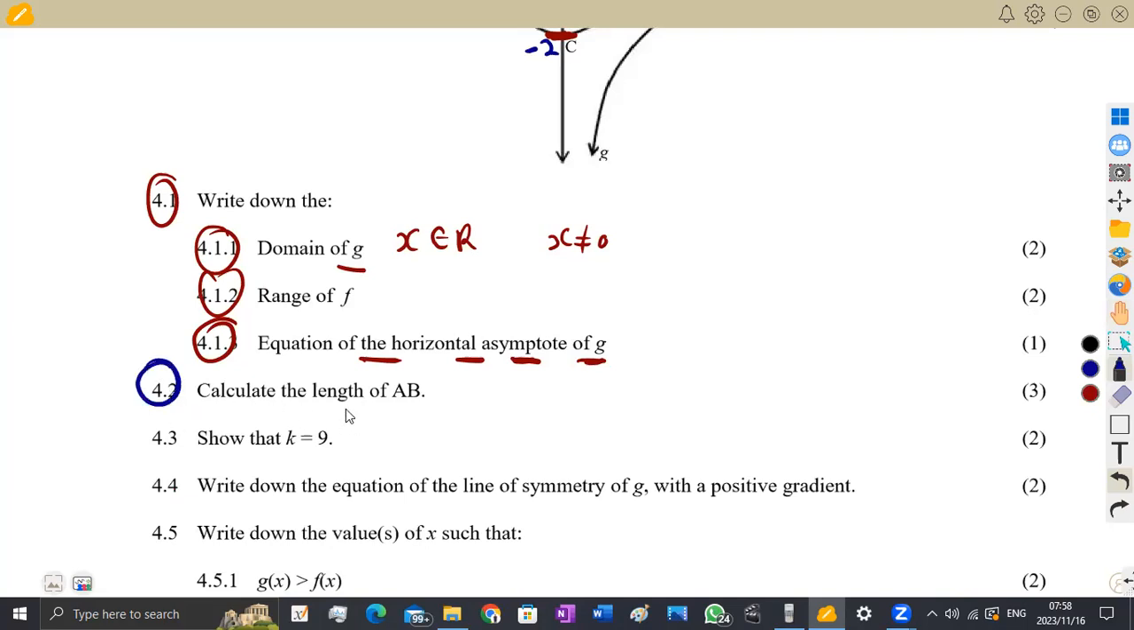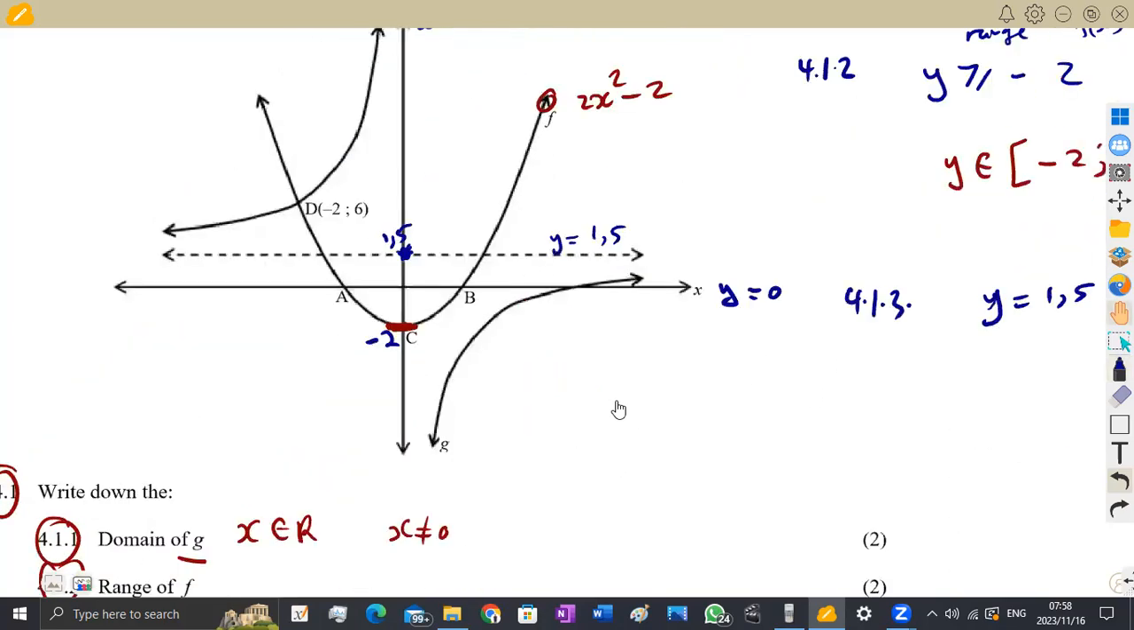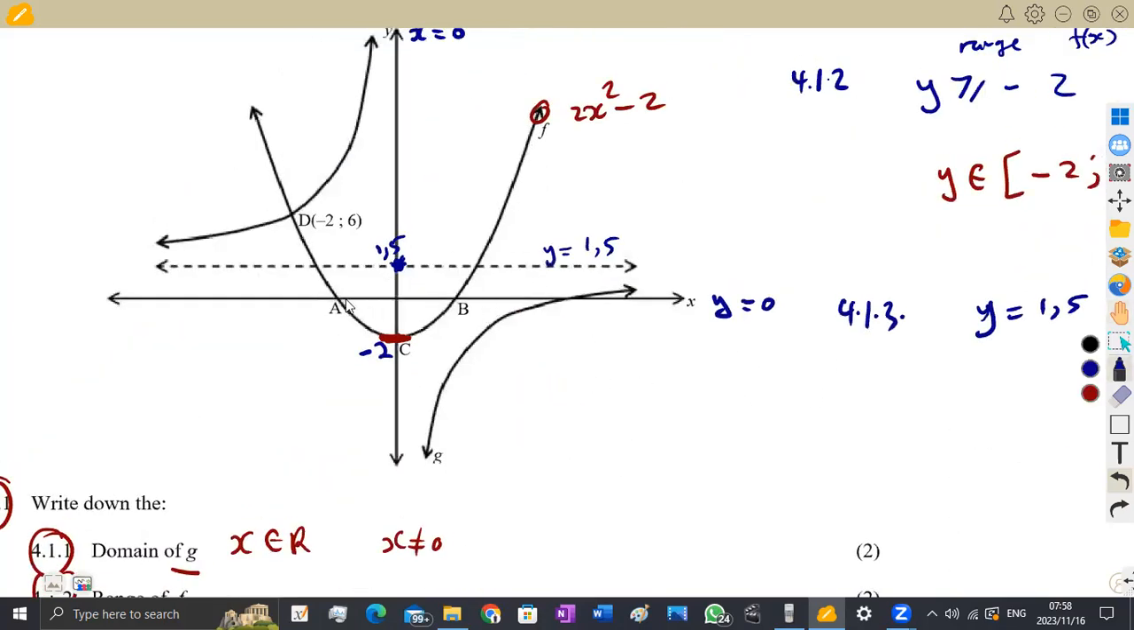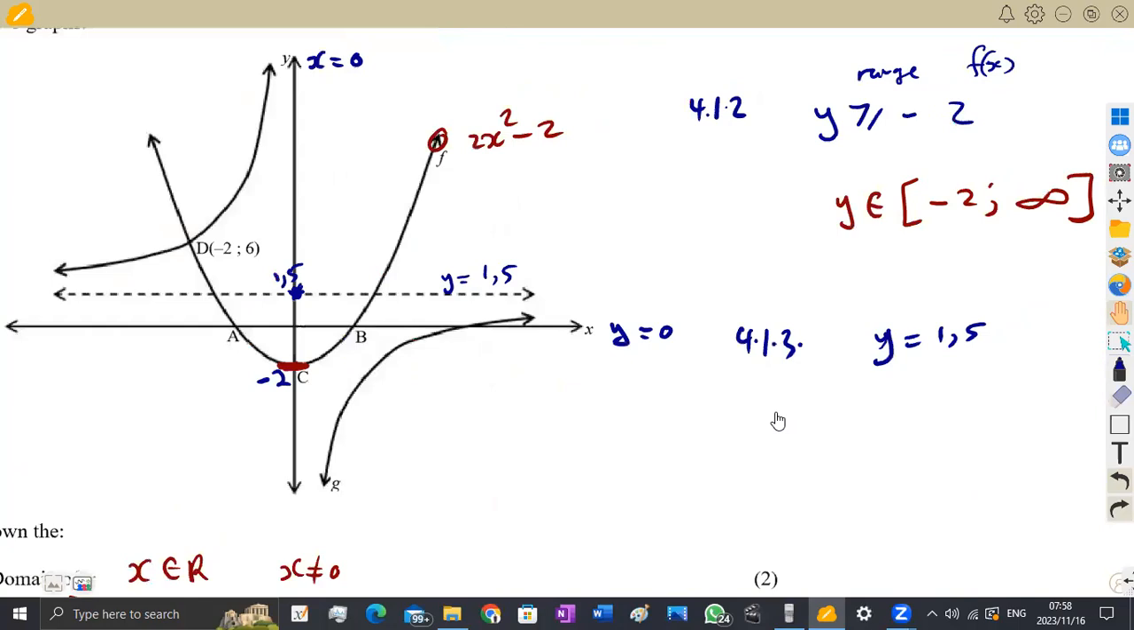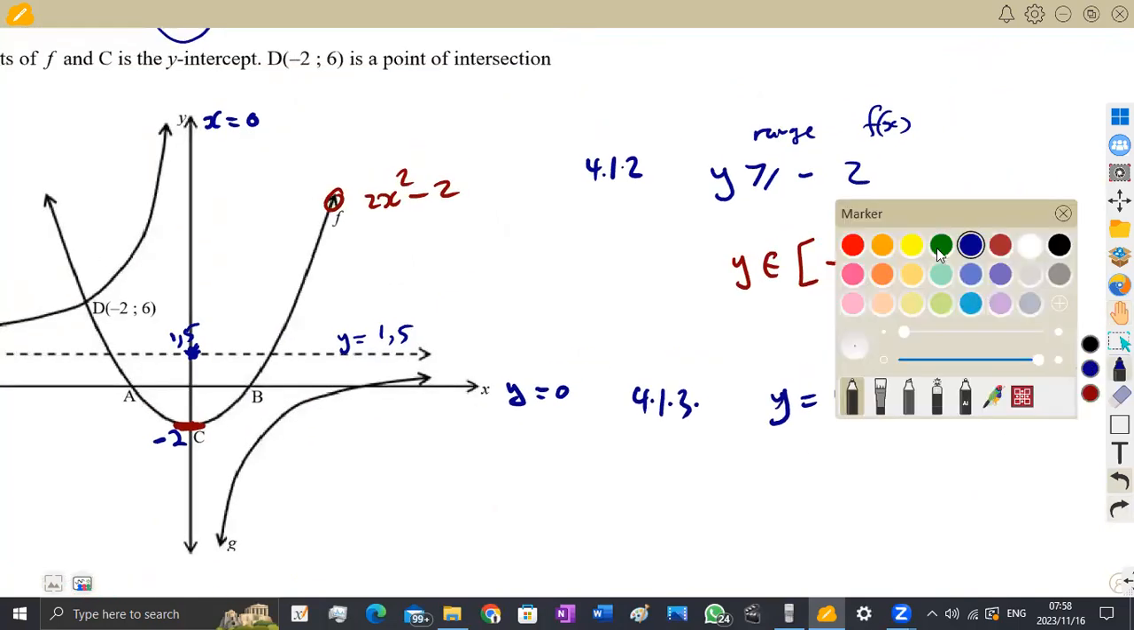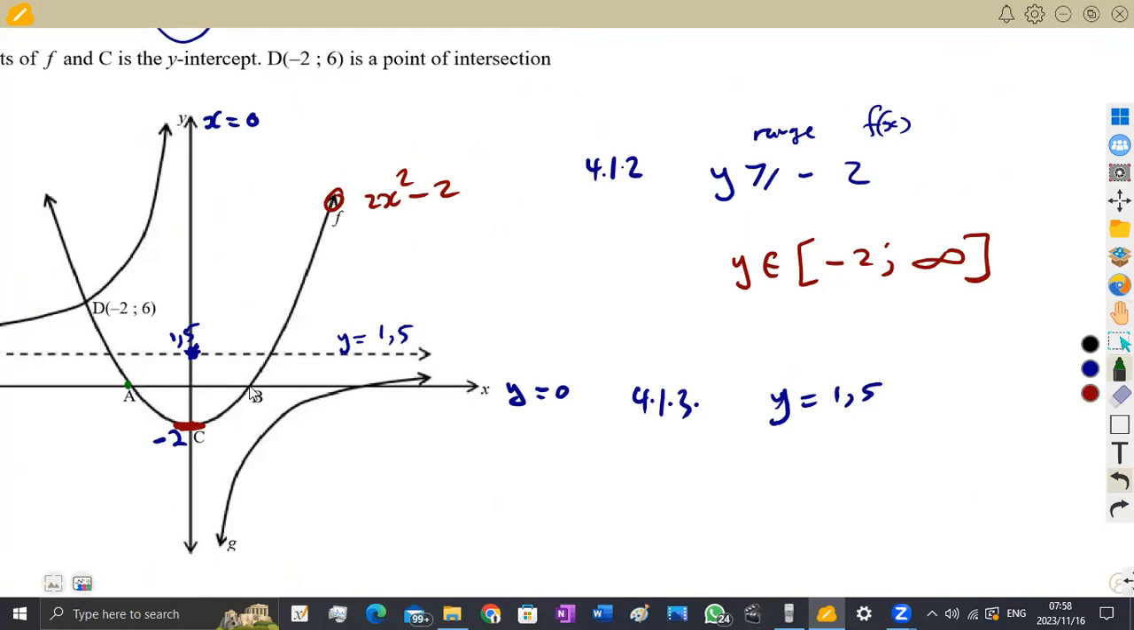All right, 4.2, calculate the length of AB. So the length of AB can be taken because here we are having a horizontal line. So it's simply the distance between those two points. But what do these two points represent? The points A and B are the x-intercepts of f of x. These are the x-intercepts where we know that y must be equal to 0. So we are supposed to find our x-intercepts first before we talk of the length, all right? So let us find our x-intercepts.